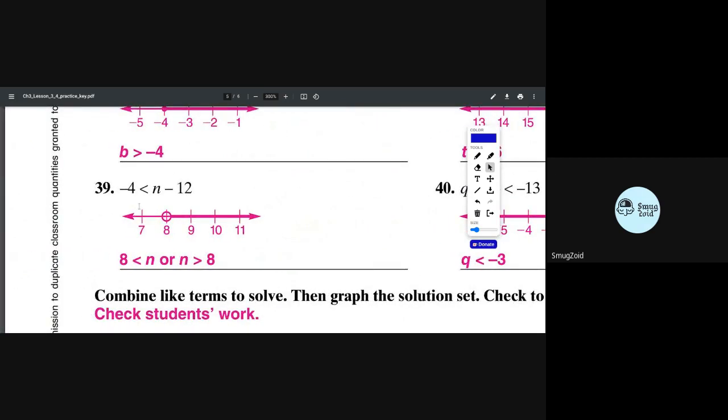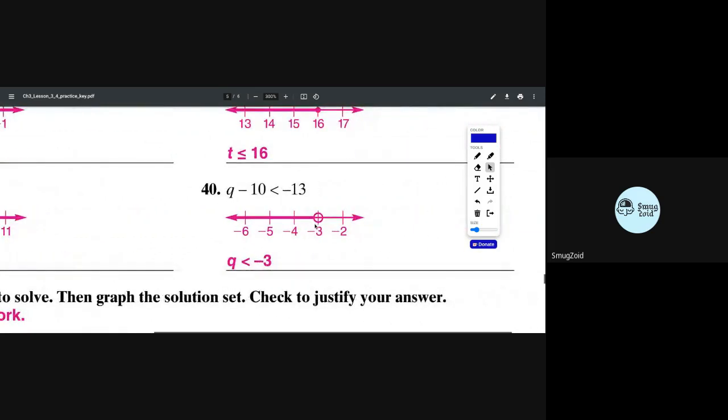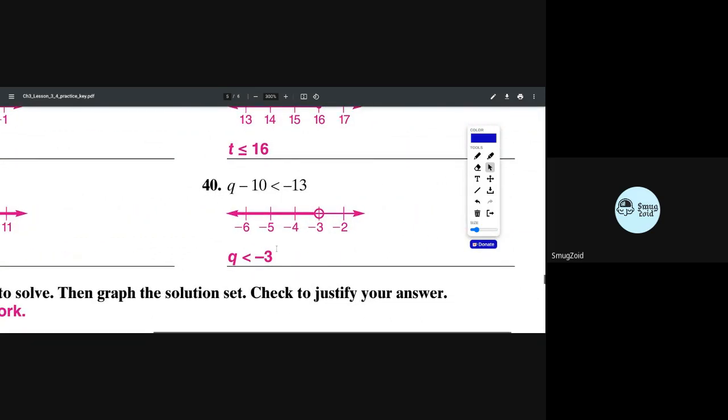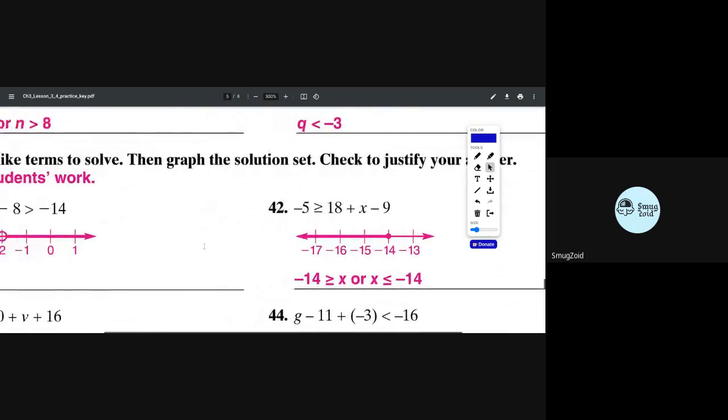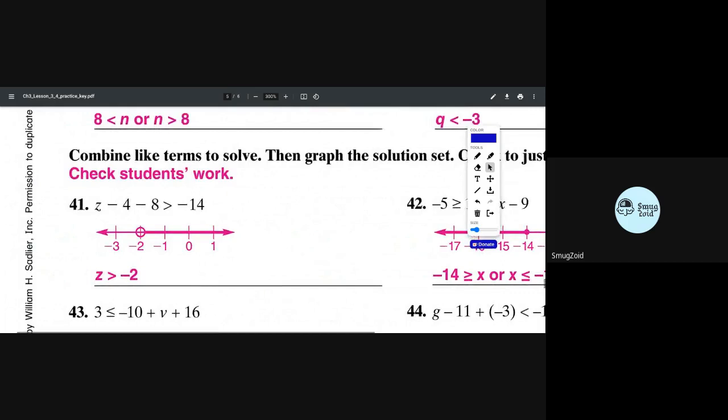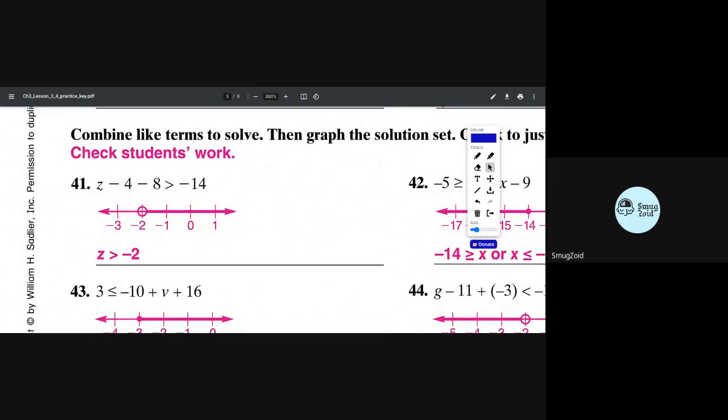And hopefully you're doing well with this. 8 is less than N, so anything above 8 would be fine. And then Q is less than minus 3, which means empty circle at minus 3 and going down. Combine the like terms and solve. This would have been a little tricky, but not. This would have been minus 12. Then you add 12 to both sides, makes it a minus 2.